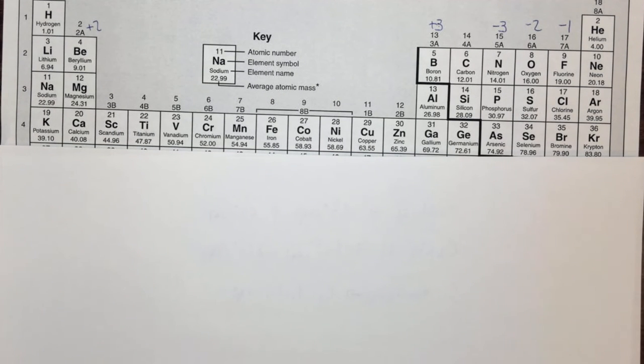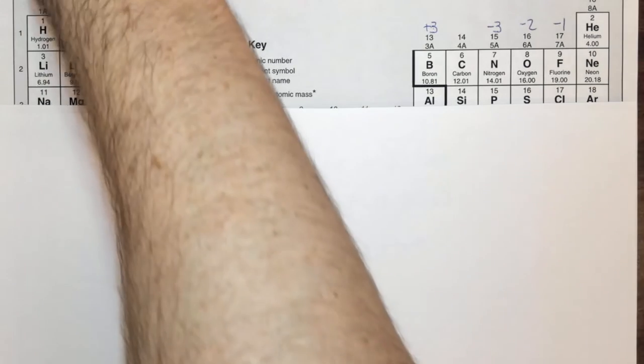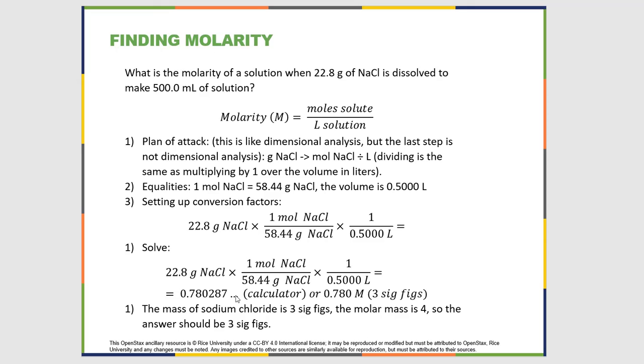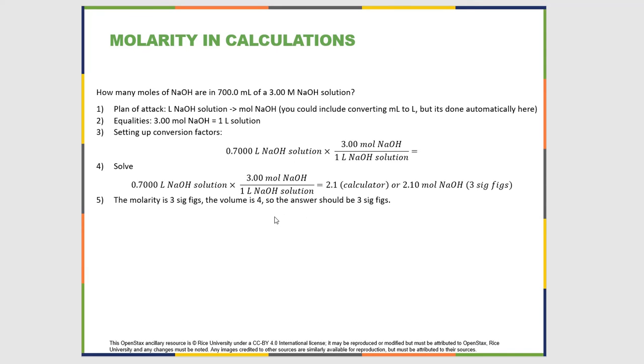So the last thing that we want to look at in this section is diluting a solution. And as we talked about a few minutes ago, diluting a solution involves adding more water. So if you have this concentrated blue food coloring solution and you want to make this dilute one, you simply pour water in. That will change the concentration by adding solvent. However, that's only qualitative, right? We need a quantitative way to deal with this.